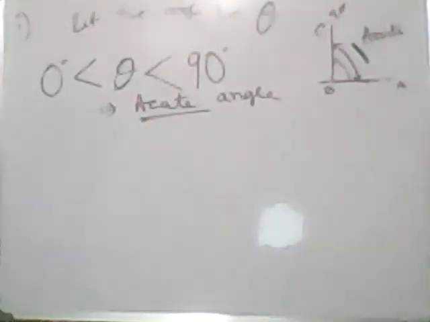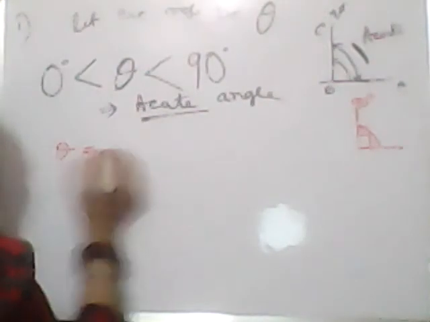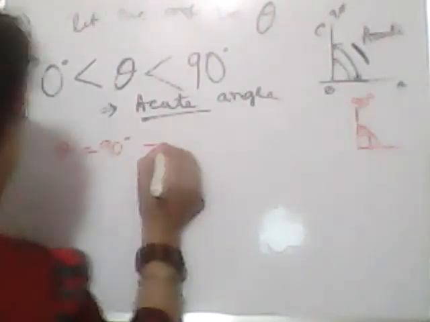And when theta, the angle, is perfectly equal to 90 degrees, then it is called a right angle.